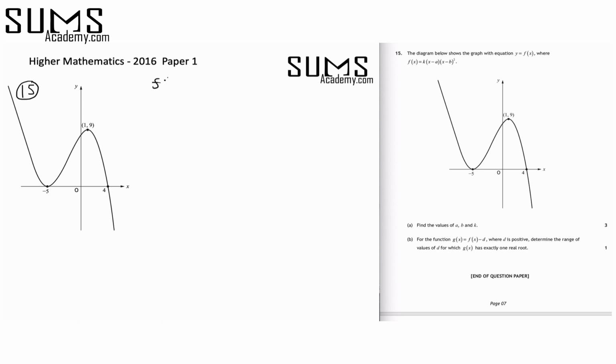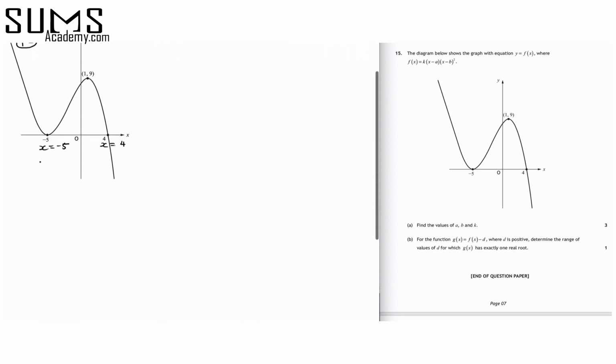So f of x is equal to k, x minus a, and then x minus b all squared. You can see from the diagram here we've got two roots: x equal to -5 and x equal to 4. So these are going to translate into some kind of roots in here. But how do we know which one is which? So this is going to look a little something like x plus 5 and then x minus 4.